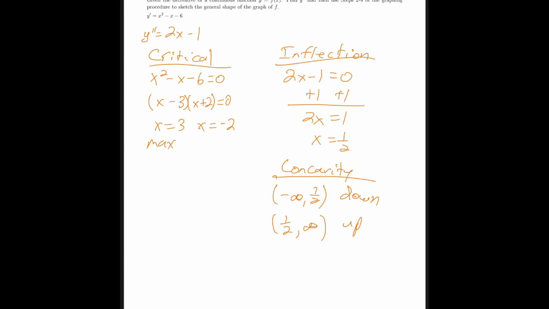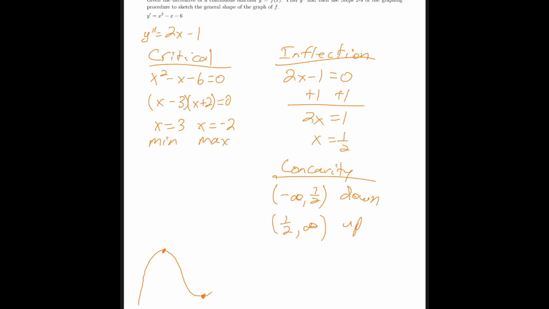3 is in this second region, so it's concave up, which means this is a maximum value. And negative 2 is in this first region, so that's a, oops, sorry, I did that backwards. So concave up means that this is a minimum. And the second one, negative 2, is concave down, which means that this is a maximum.